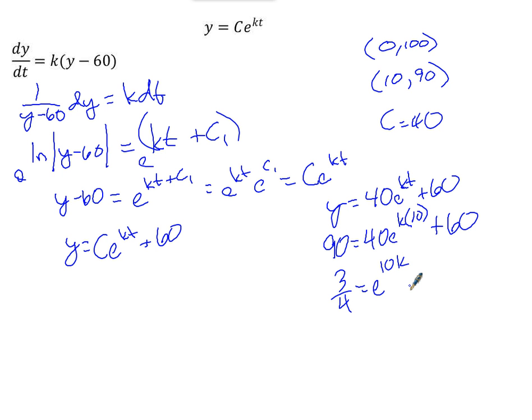So what do we do next? That's going to mean we take the natural log of both sides, and I wind up with the natural log of 3/4 divided by 10 equals k, and we can enter that into our calculators to get a value. Because this body temperature is decreasing, I'm expecting my result to be negative.